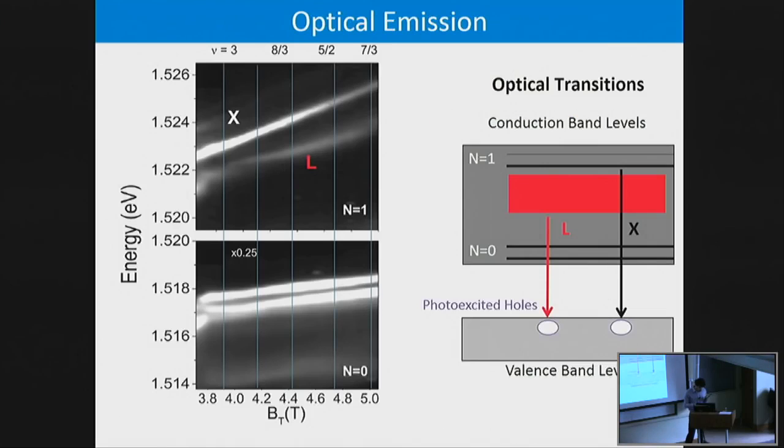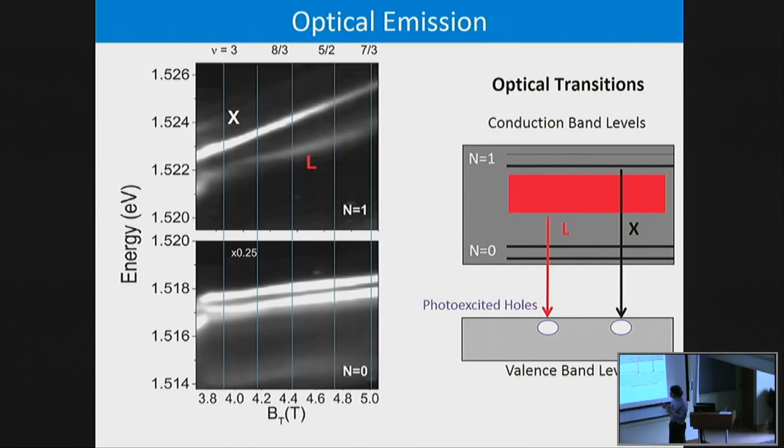So here is just an overview of our optical emission results. As I mentioned earlier, we're focusing on those of the second Landau level. Basically, there are two features we observe. We observe a feature whose energy disperses linearly in magnetic field, which I call the X peak, and which also displays a somewhat trivial filling factor dependence in its intensity.